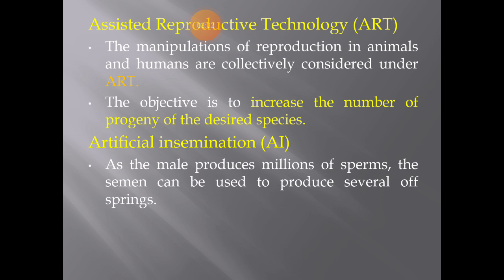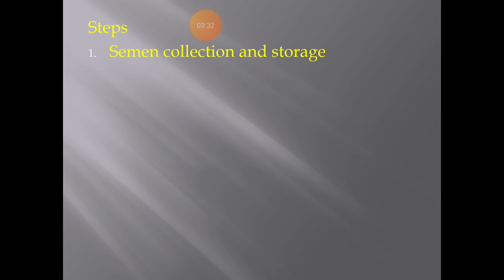First we shall learn artificial insemination. As the male produces millions of sperms in one ejaculate, the semen can be used to produce several offsprings at a time, theoretically speaking, and this is made possible through artificial insemination or AI. What are the various steps involved in this technique? Semen collection and storage.